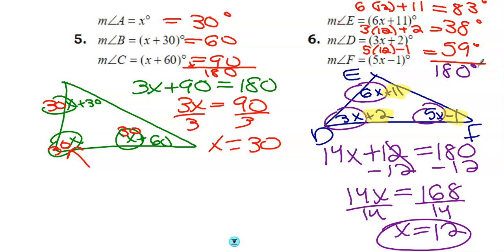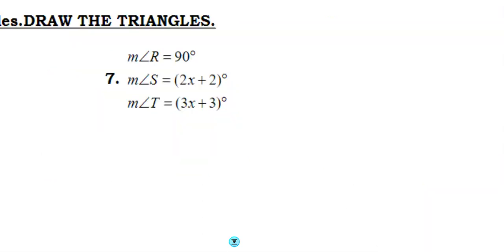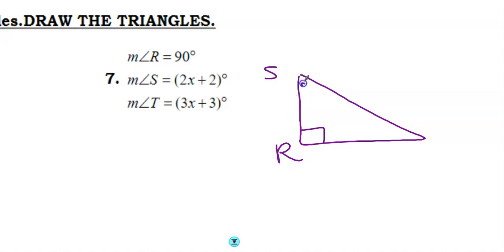Okay, so drawing out what you have, and then maybe they're asking you for one of the angles, or maybe they ask you for all three. But you can do it. Now it's your turn. So I have a corner piece. That 90 degrees is angle R. Angle S is 2x plus 2. And angle T is 3x plus 3.